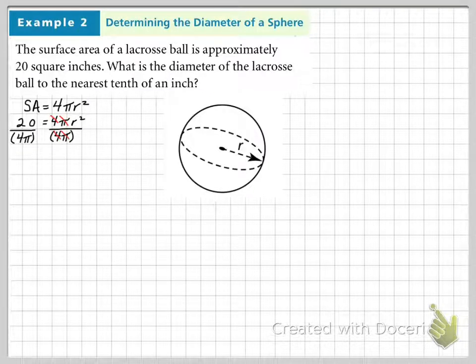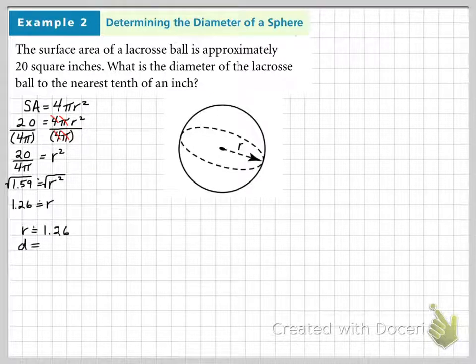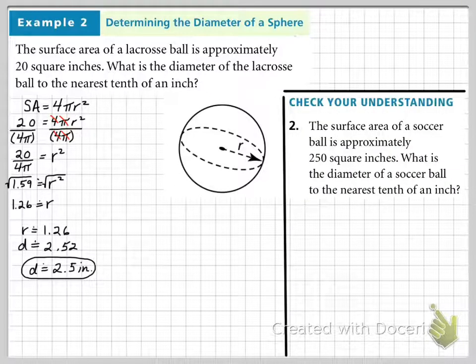So to continue, the 4 is going to cancel, so you're going to get r squared is equal to about 1.59, and then when you take the square root of both sides, r will equal 1.26 approximately, which we will round to 1.3. Oh, we're asked to find the diameter, so we've got to double the radius. Now we can round it to about 2.5 inches. Again, you can do the check your understanding question on your own.